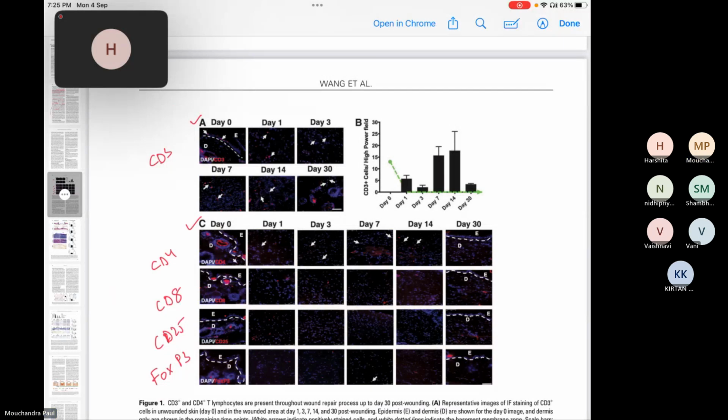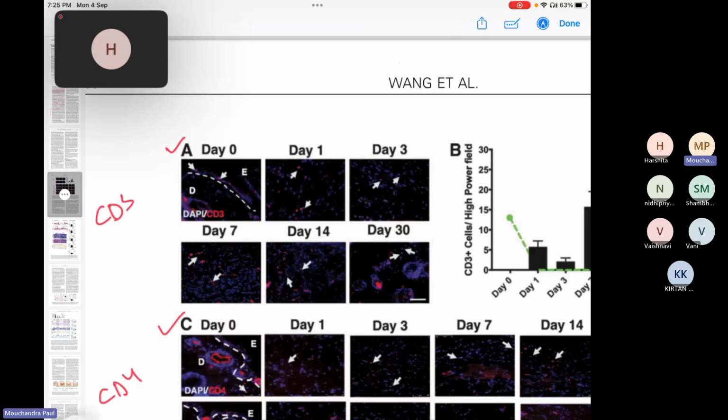For CD3, they observe that at day zero, when the wound is created, these cells are mainly present in the epidermis layer. This dotted line is the basement membrane of the skin, and the top of the basement membrane is the epidermis. Now the wound is created at day zero, and in the dermis layer, these are all images for the dermis layer, and the white arrows show where the CD3 cells are present.